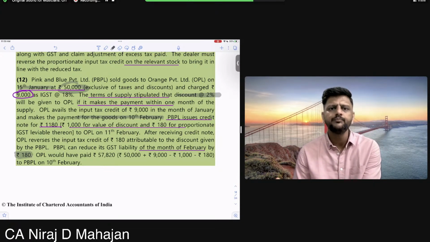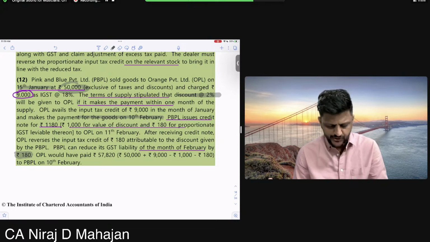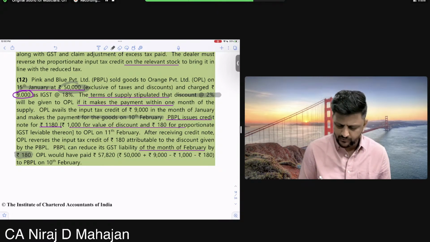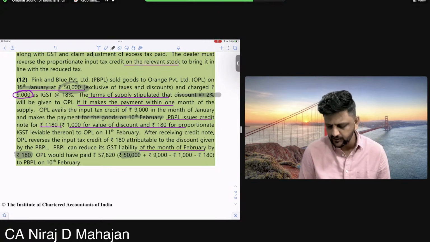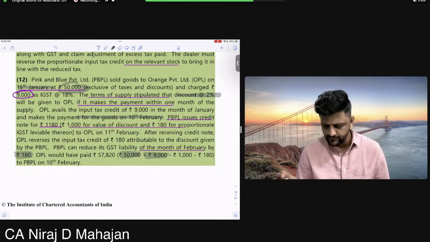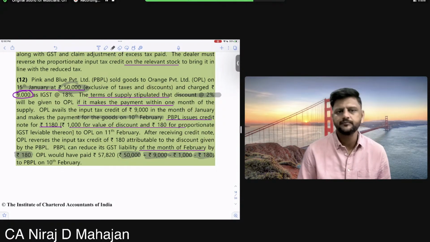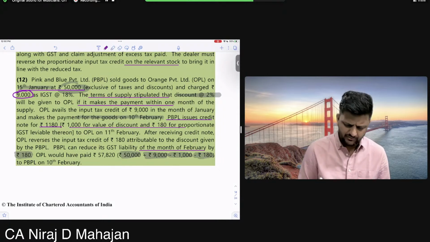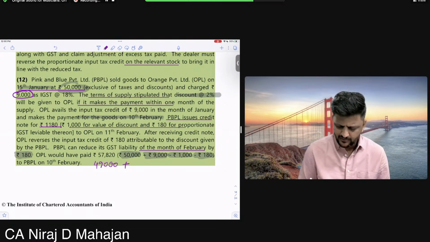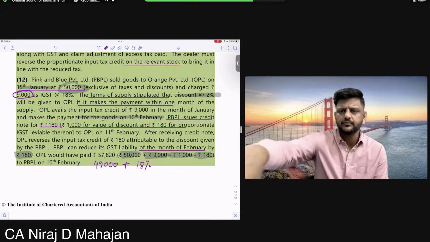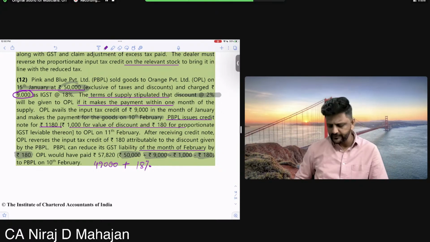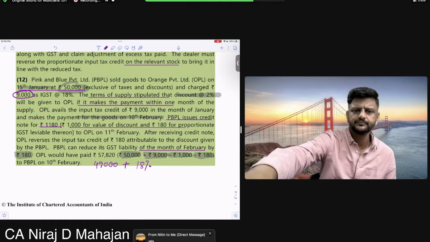OPL would have paid who? The buyer. Check here. Originally they paid what? 50,000 net of taxes, 9,000 IGST. 1,000 rupees now minus discount and minus 180. It is obviously as good as what? 49,000 plus 18%, isn't it? Logically. You can do that on a calculator. It should come to 57,820. Okay, everybody? 57,820. Clear till here?